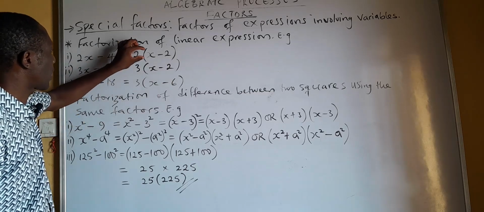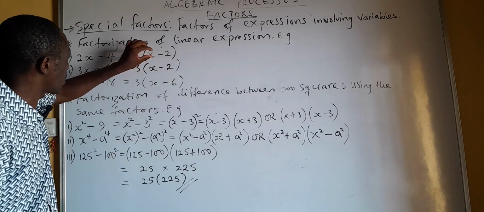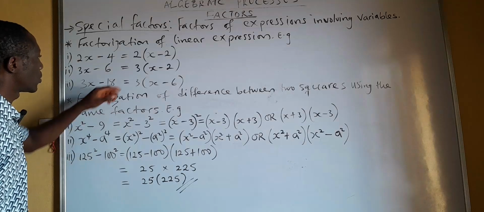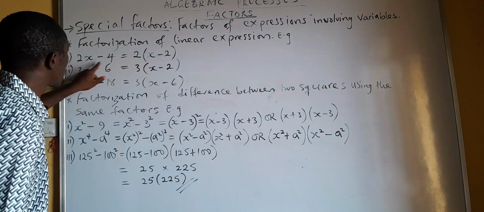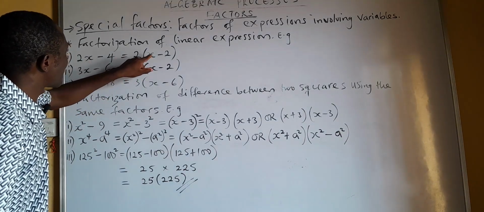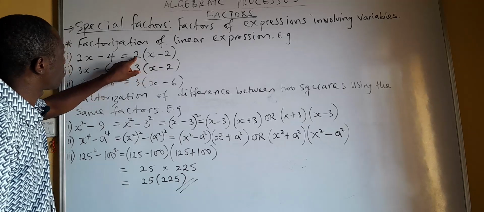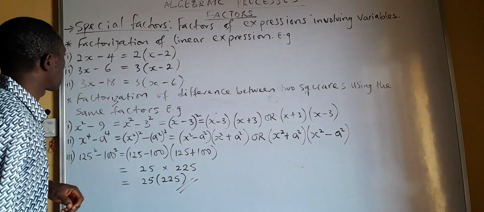Because by the time we open this bracket, we have to get the question back. That is 2 times x will give us 2x. Then 2 times minus 2 will give us minus 4.